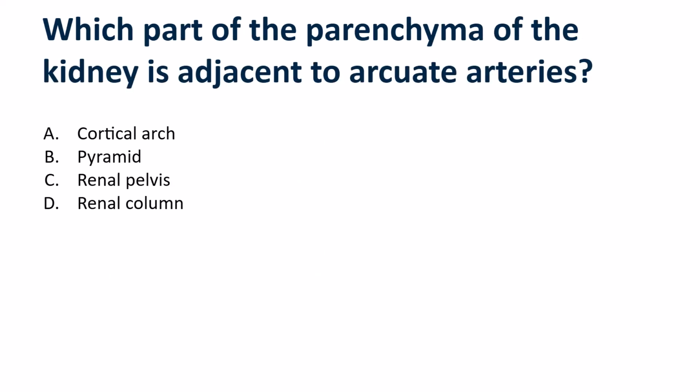Now let us assess our knowledge. Which part of the parenchyma of the kidney is adjacent to the arcuate arteries? Well, the arcuate arteries are between the medulla and cortical arch. Best answer, pyramid is a little too general because that's going to be alongside both interlobar as well as arcuate. So it's kind of a good answer, but it's not specific enough. Renal pelvis, no. Renal column, no. It's cortical arch. Between that and the medulla is where you would find the arcuate arteries.